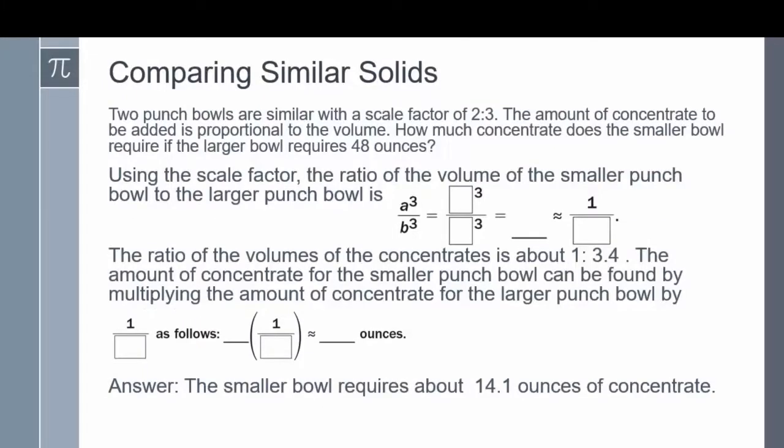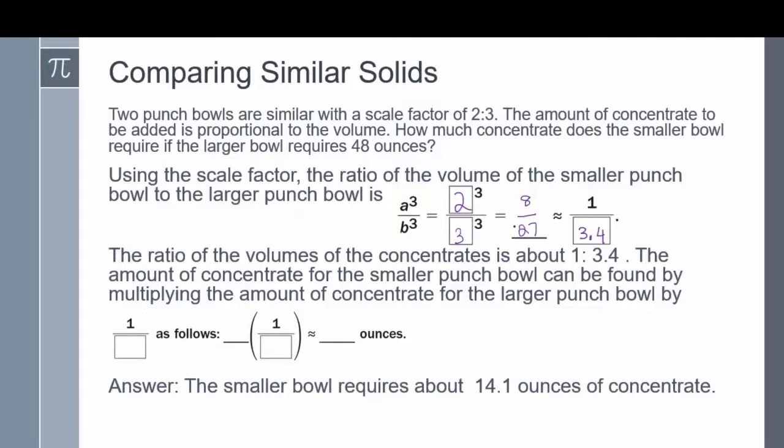Example 4, comparing similar solids. Two punch bowls are similar with a scale factor of 2 to 3. The amount of concentrate to be added is proportional to the volume. How much concentrate does the smaller bowl require if the larger bowl requires 48 ounces? Using the scale factor, the ratio of the volume of the small punch bowl to the large punch bowl is 2 to the power of 3 over 3 to the power of 3, which is 8 over 27.